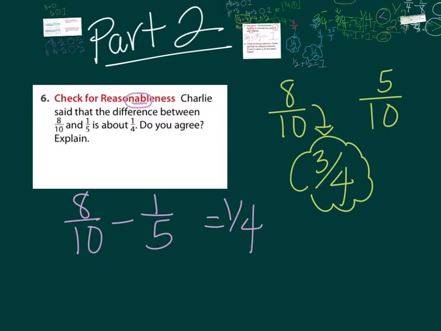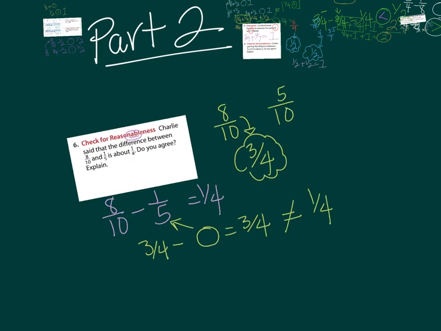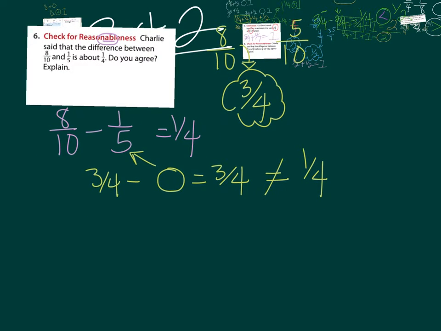And so 1/5 is a unit fraction, so we're going to think of 1/5 as 0, because that's close to 0. So 3/4 minus 0 is going to give me 3/4. So 3/4 does not equal 1/4. Therefore, this is not reasonable. Charlie was not right in saying that it was going to be about 1/4.